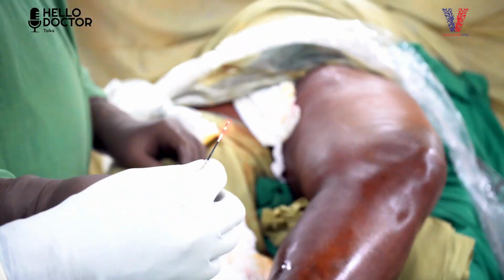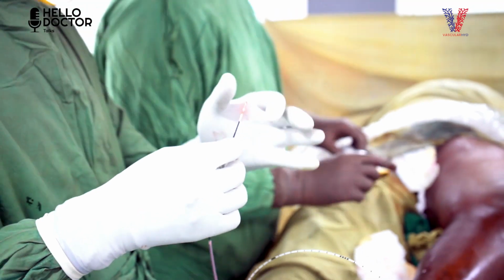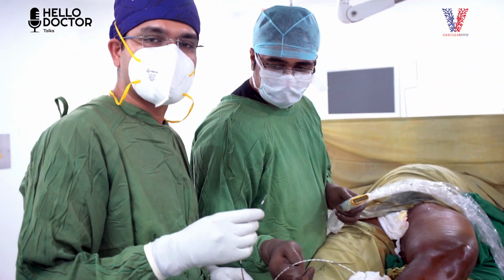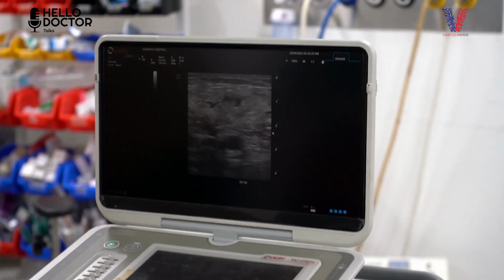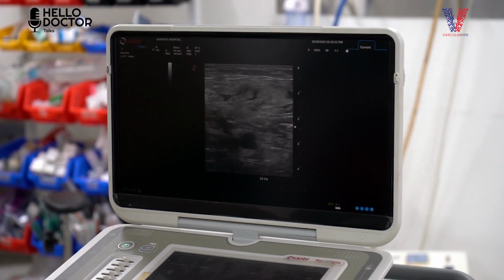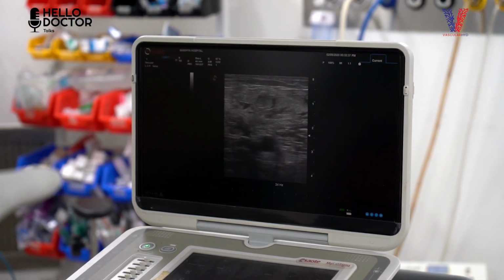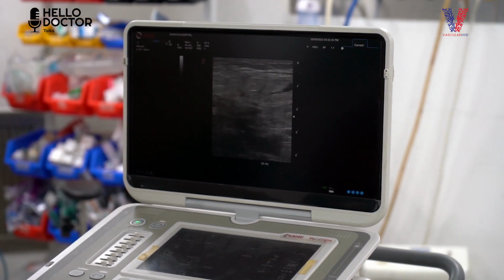Yes, so this is the tip of the fiber. We can also confirm that there is no breakage or any particle left inside. At the end of the procedure, we confirm that the ablation has not gone into the deeper veins. So the common femoral vein is compressible and the artery is pulsatile there.